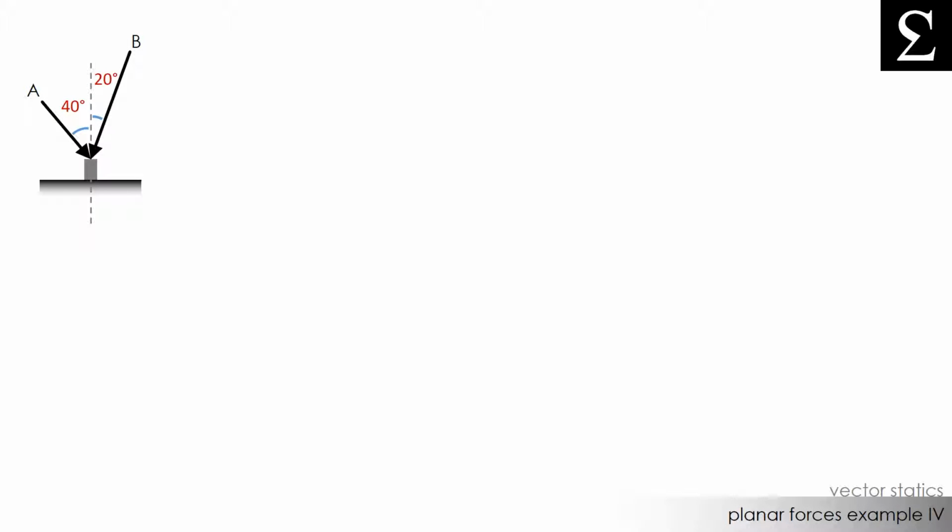Let's say we have this little post sticking out of the ground, and there are two forces acting on this post. The first is force A, which is 10 newtons, and the second is force B, which is 15 newtons. The angle that force A makes with the vertical is 40 degrees, and the angle which force B makes with the vertical is 20 degrees. We want to find the resultant force acting on this post and its direction. I'm going to call the resultant force R.